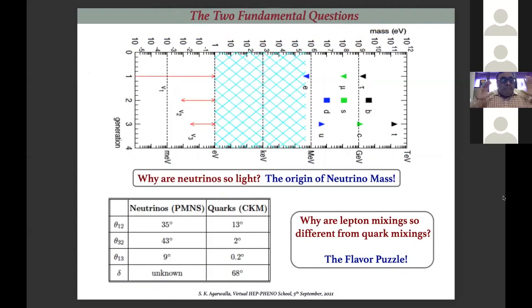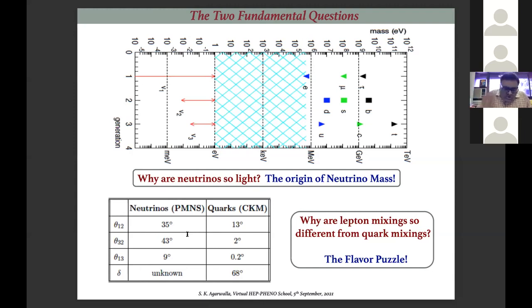So the two main fundamental questions that we are asking after observing this data are: why are neutrinos so light? And maybe if we answer this question, we'll get to know what is the origin of neutrino mass. And another question we are asking: why are quark mixings so small compared to the neutrino mixing? Who ordered that? There is no guidance we have. So this is the well-known flavor puzzle.